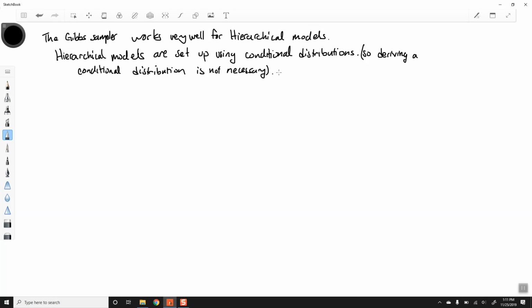All right, so we are going to revisit the Bayesian baseball player example. Is that all right? Okay, so we revisit the Bayesian baseball player example.